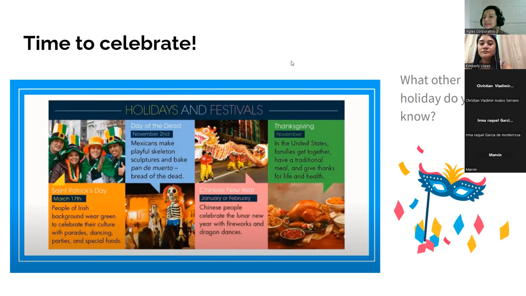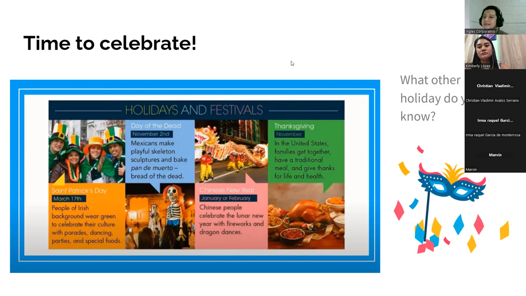Thanksgiving. What is Thanksgiving? Día de gracias. Do we celebrate Thanksgiving here in El Salvador? ¿Nosotros lo celebramos aquí o no lo celebramos? No, right. We don't celebrate. This last year was kind of weird because I was checking social media and I saw that many people were selling turkeys, pavos, they were doing a lot of things for Thanksgiving, and I thought, but we don't celebrate that, but they were selling things, probably for people from the United States, right? Because this is a United States celebration.